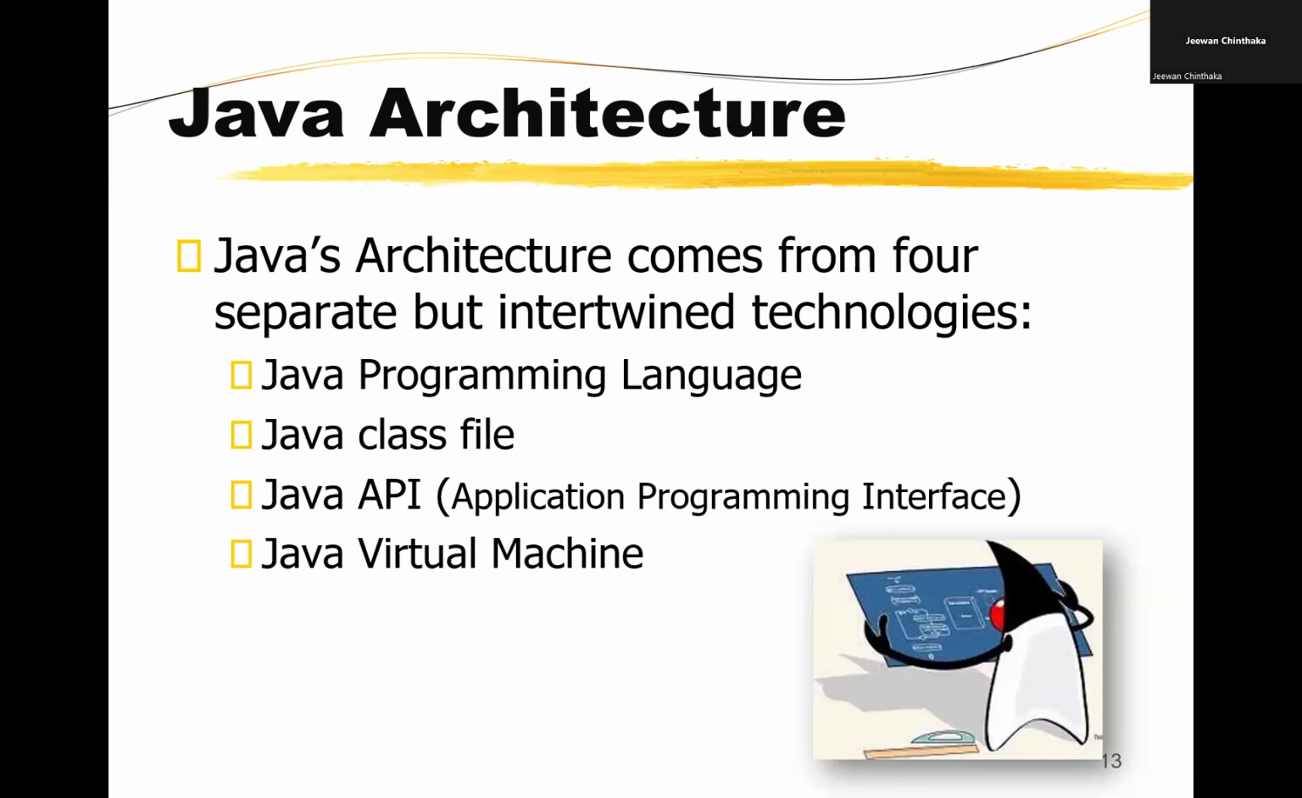Therefore, what do we have to do? Now we have the source code, but the source code itself will not work. In order to execute it, in order to run it, what do we have to do? We need to compile it. Yes, we need to translate.